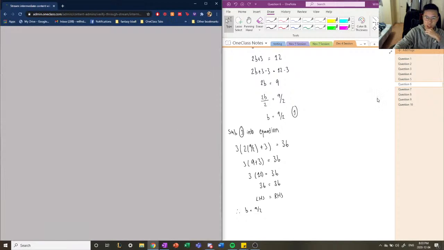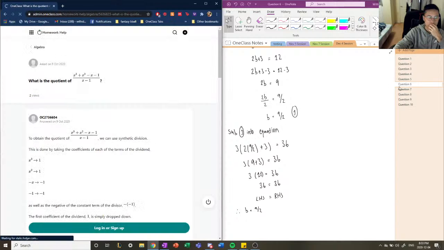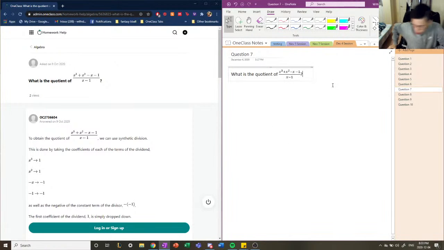All right, moving on to question number 7. Question number 7 reads, what is the quotient of x cubed plus x squared minus x minus 1 divided by x minus 1? We're going to be using 2 different methods. The junior tutor uses synthetic division to find the answer, and I'm going to use long division. I'm going to go through both with you today.